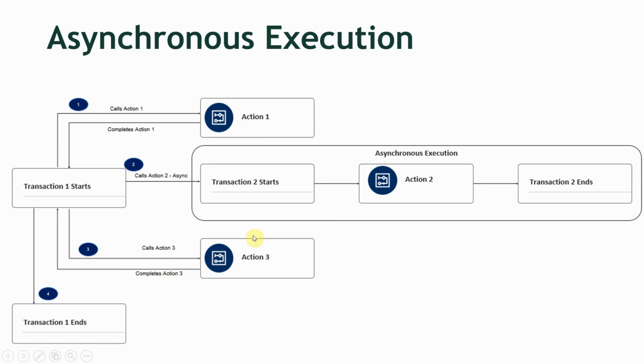Meaning the second action is going to get executed in a separate mode or separate thread. And the current transaction does not have any dependency with the completion of this action 2. So this type of execution where we can have independent transactions or independent operations getting executed parallelly, it is called asynchronous mode of execution.